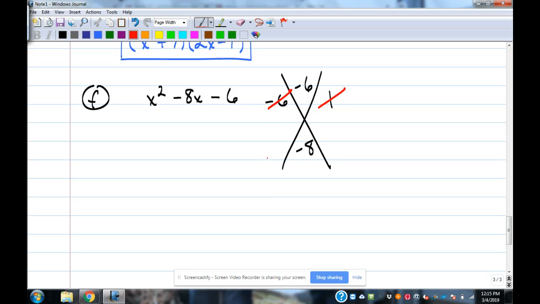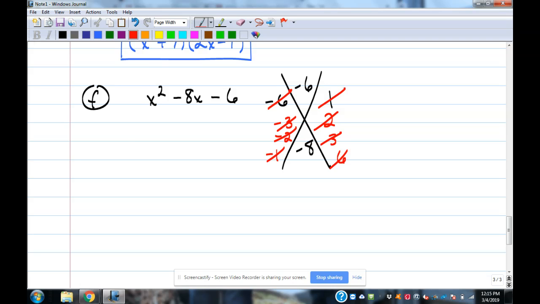Okay. Could be -3 and 2. Does that add to be -8? No. If I did -2 and 3, that gets worse because that adds to be a positive, right? If I did -1 and 6, that's worse. It adds to be a positive. Is there anything that works there? No. I tried every option for multiplying to be a -6, and none of them added to be -8.